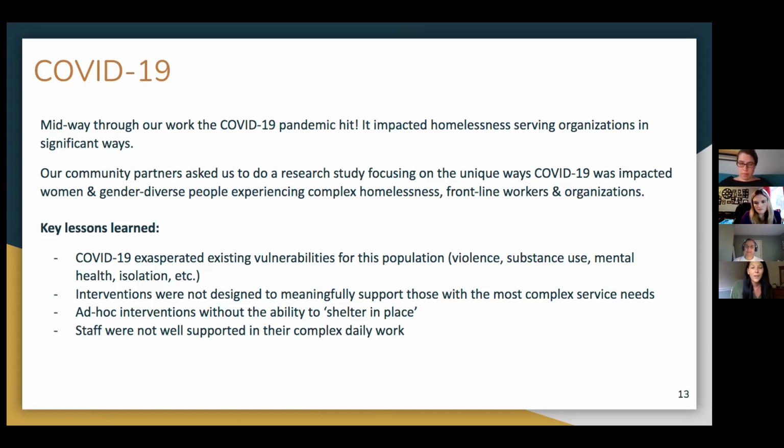And we heard from frontline staff directly that they were not feeling well supported in their complex daily work. What we found was that as these new interventions opened up, people who were more stable and able to maintain were put into new interventions, which meant that these ad hoc services were dealing with people with the most complex needs all in one space. And so we were able to publish on our research, and we were able to share our lessons learned with community partners.